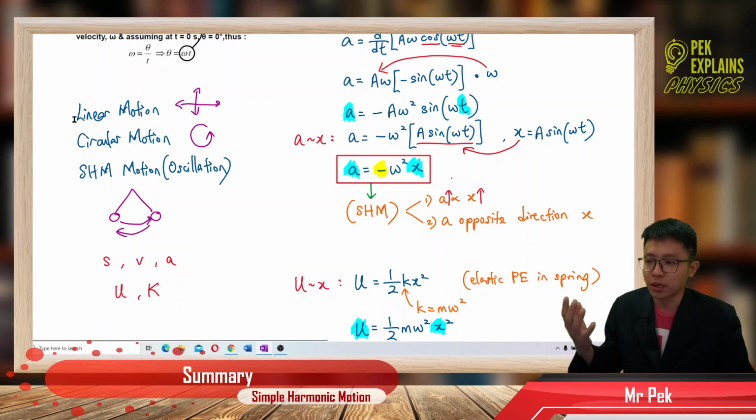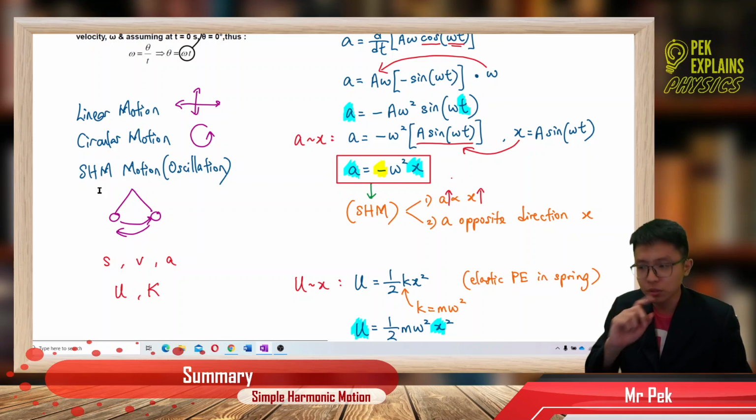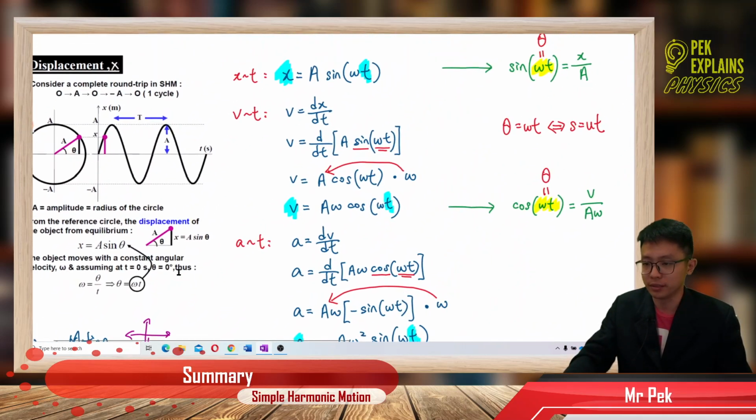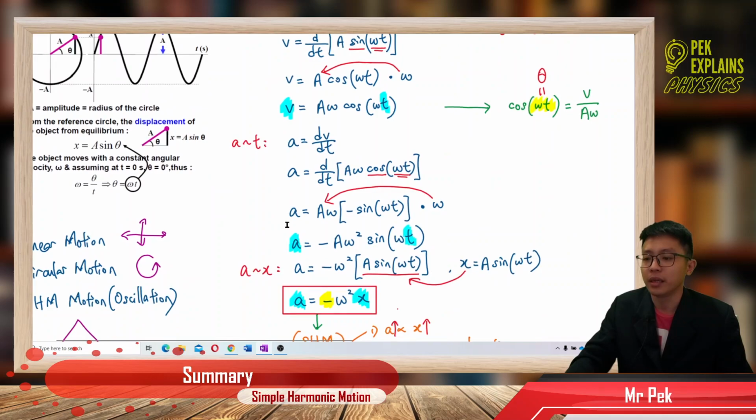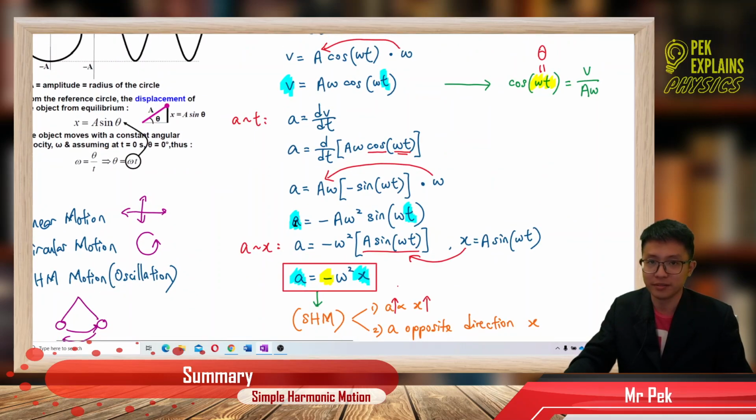All this while in linear motion, we learned about displacement, velocity, acceleration. In circular motion we also learned about angular displacement, angular velocity, angular acceleration. So now in simple harmonic motion, we will also learn how to find the displacement, velocity, and acceleration. They have their own formulas. Like you see, this is the displacement formula, this is the velocity formula, and this is the acceleration formula.